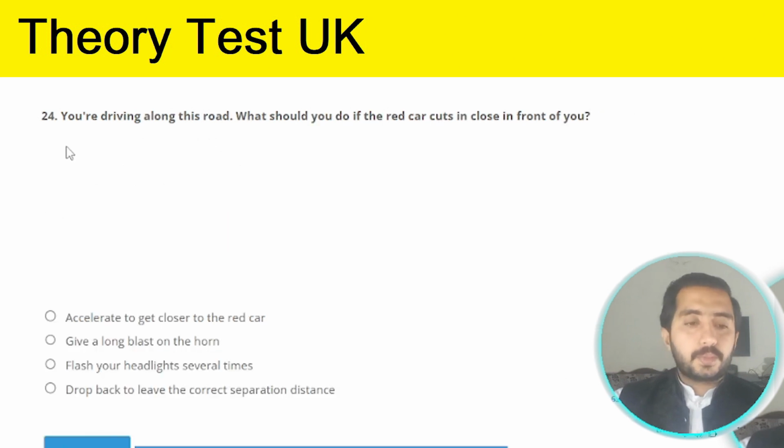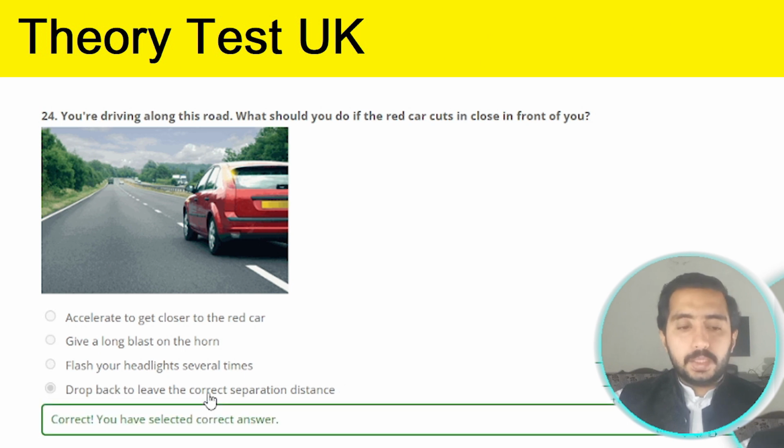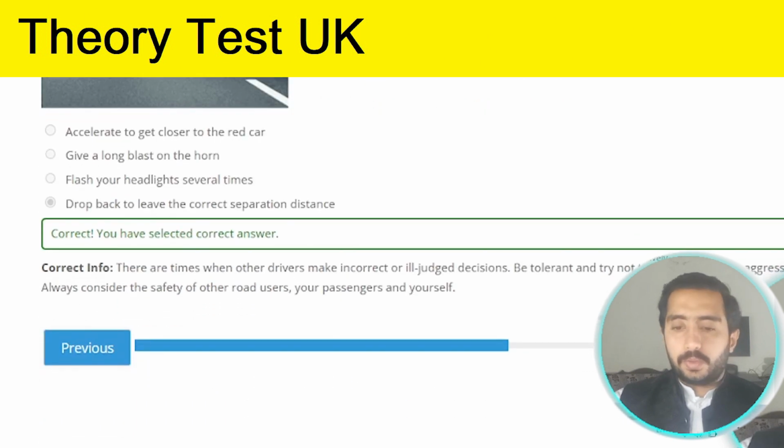Next question. Question number 24. You are driving along this road. What should you do if the red car cuts in close in front of you? The correct option is drop back to leave the correct separation distance. Option D is the correct one.